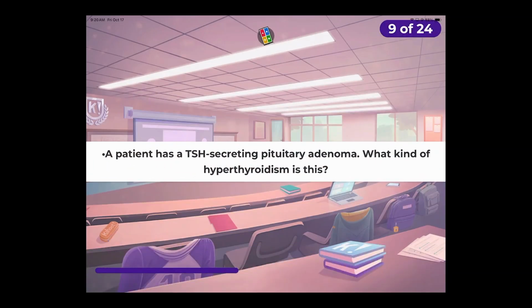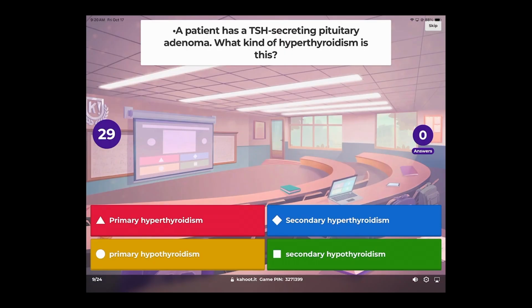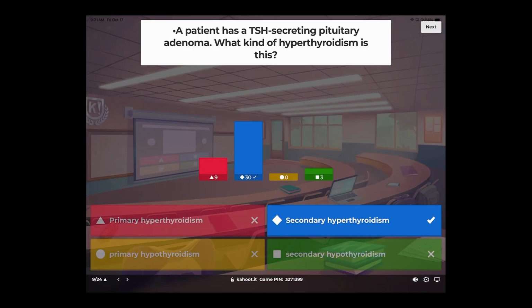Patient has a TSH secreting pituitary adenoma. What type of hyperthyroidism is this? Don't pick yellow or green. Read the question, read the answers. Where is the problem here? Is it the thyroid gland or the pituitary? Pituitary, so it's got to be secondary because primary is just the thyroid.